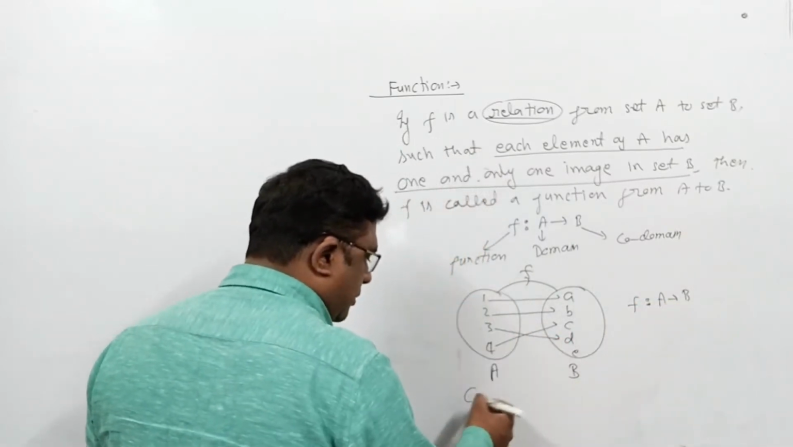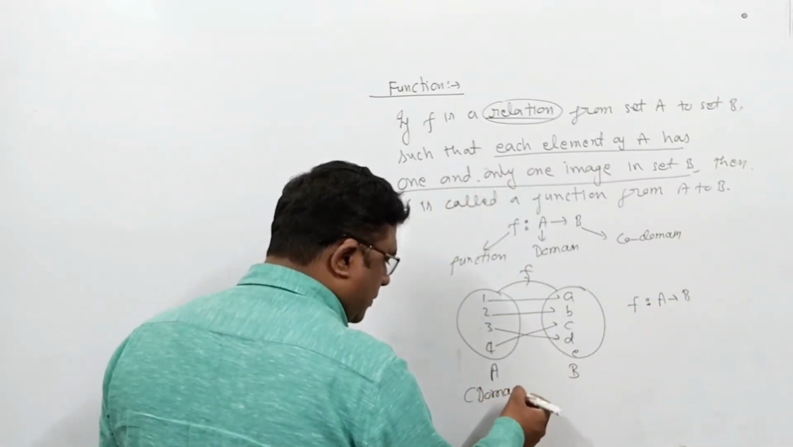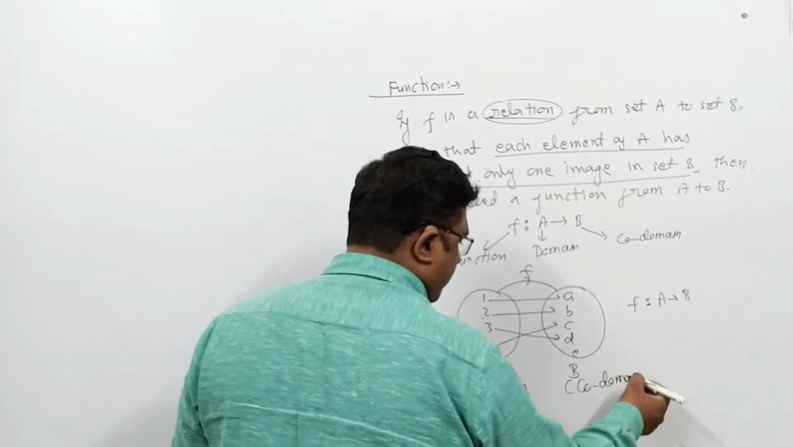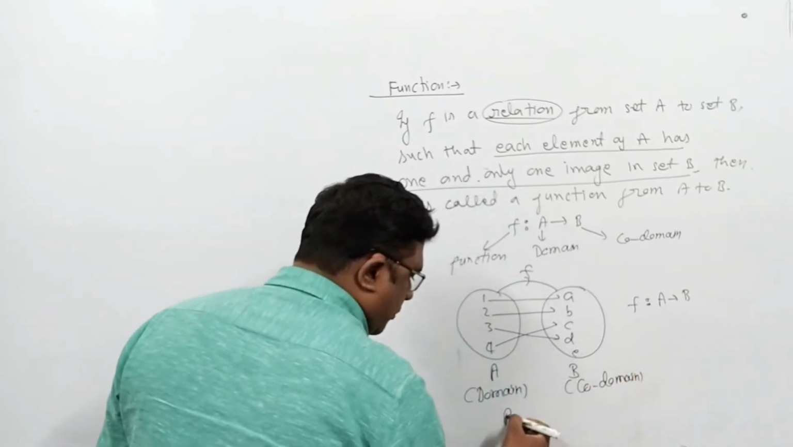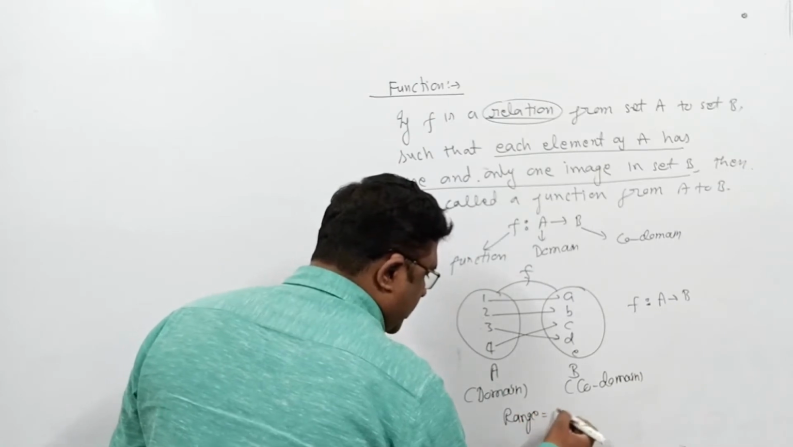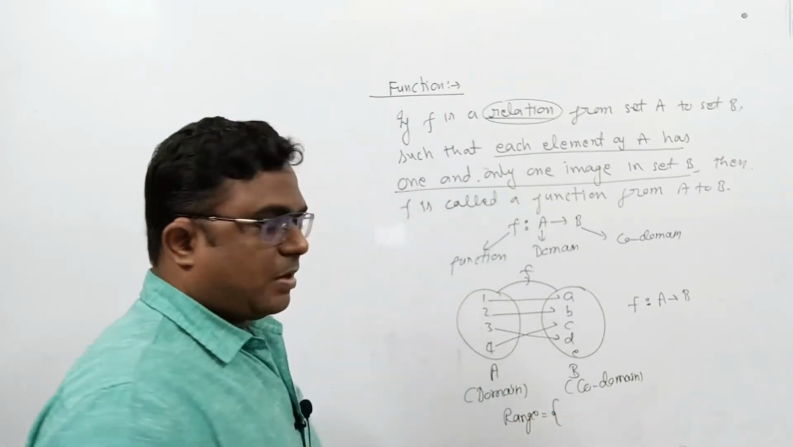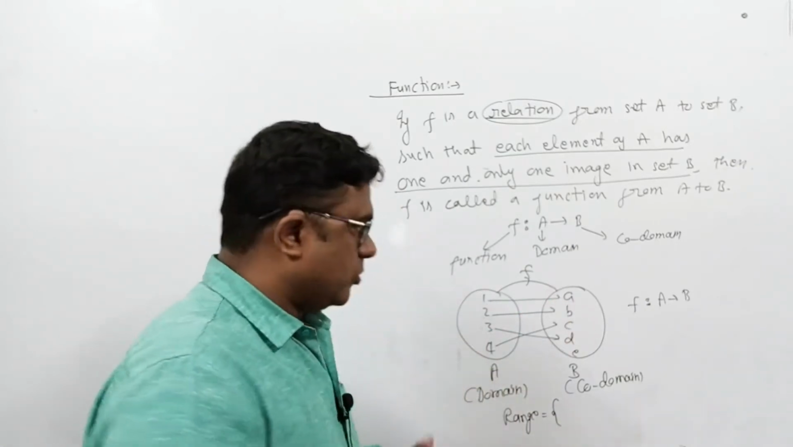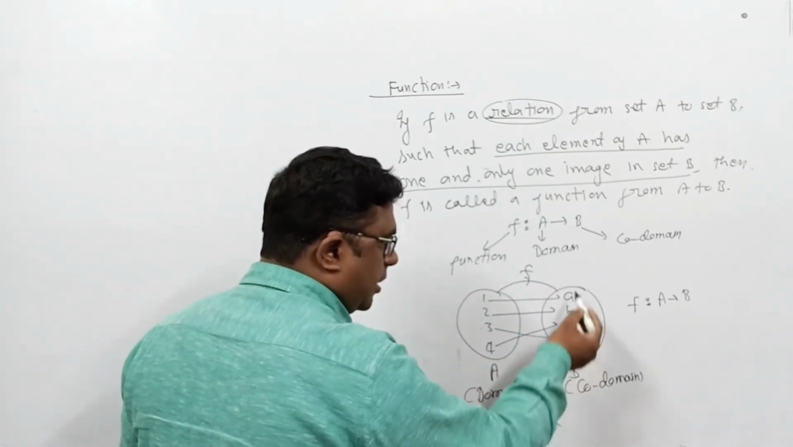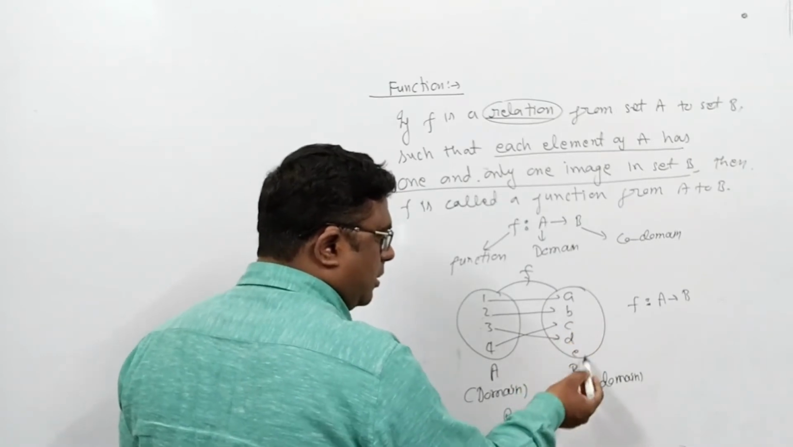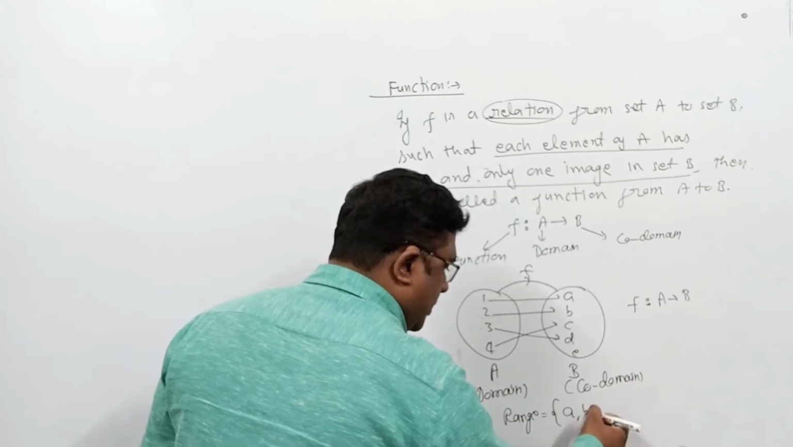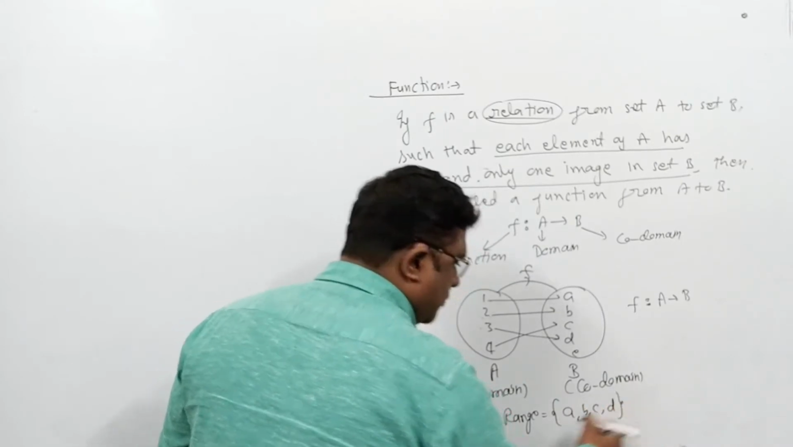The first set is the domain of the function, and the second set is the codomain of the function. And range, what is the range? Range is actually the set of images. And who are images? Images are those elements which are receiving arrows. A, B, C and D are receiving arrows, so they are images. E is not the image of any element. So A, B, C and D is the range for this function.